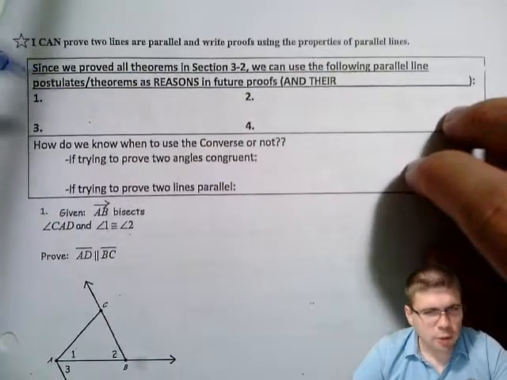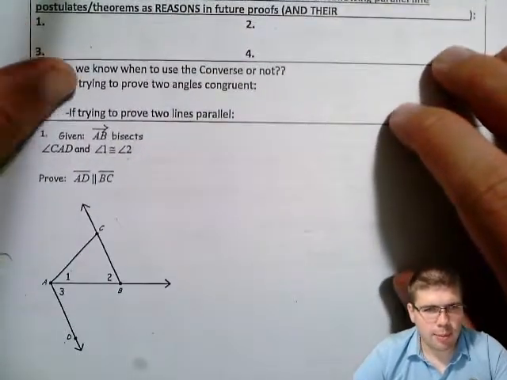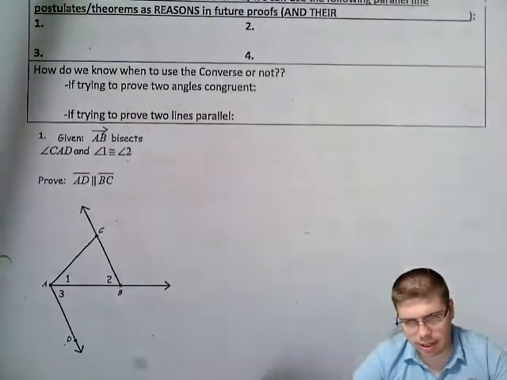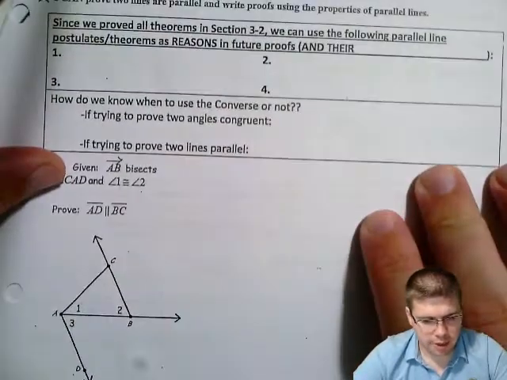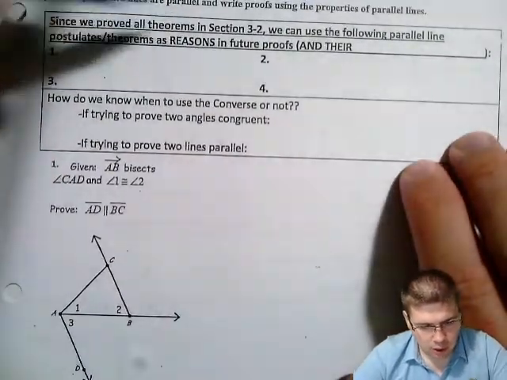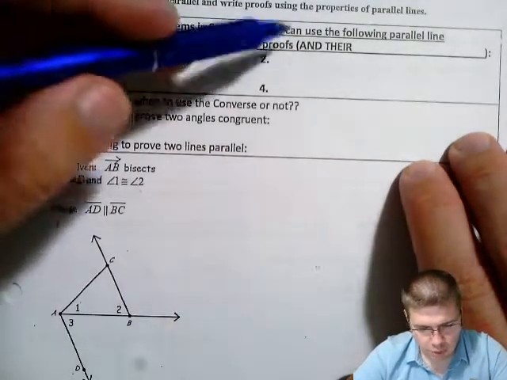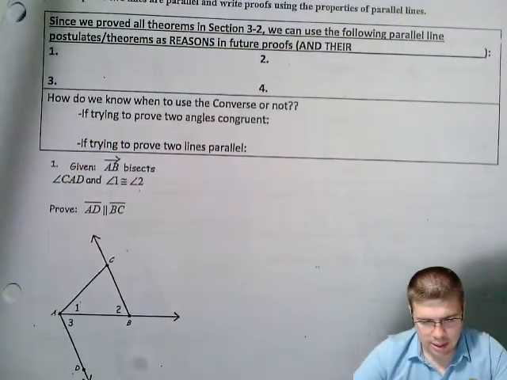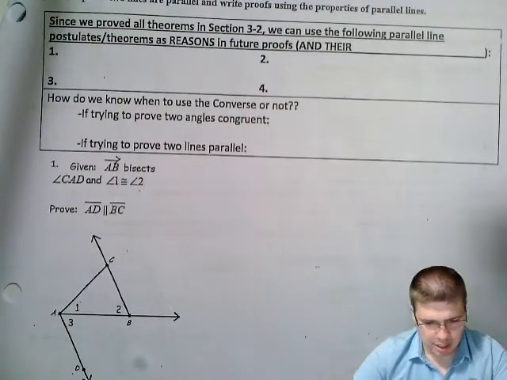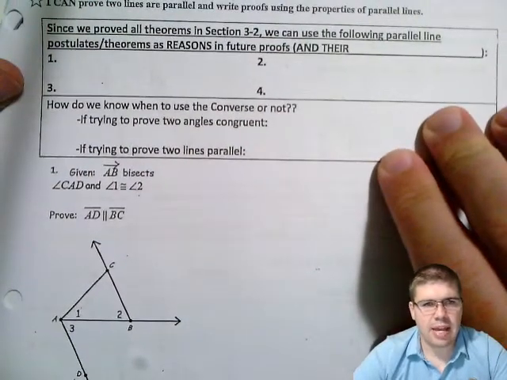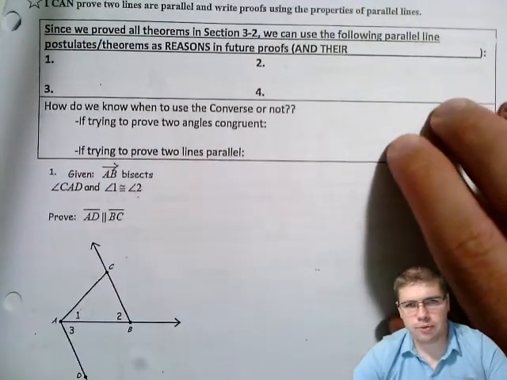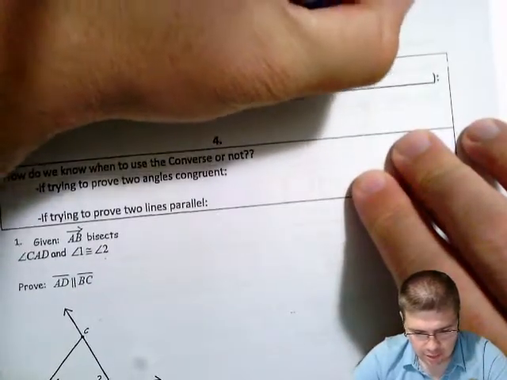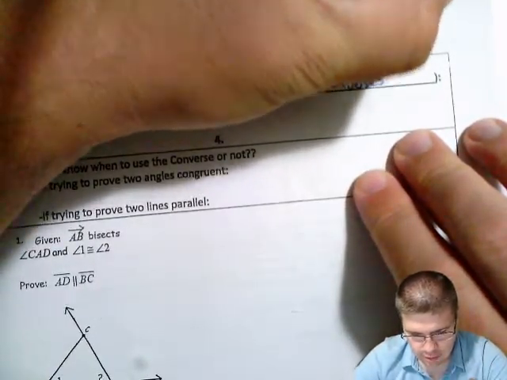All right, geometry, a little more practice with some proofs. Proving lines are parallel, or using these parallel concepts to prove some other things. Since we proved all theorems in section 3.2, we can use those parallel line postulates and theorems as reasons in our future proofs, and we can also use their converses, that we just added.